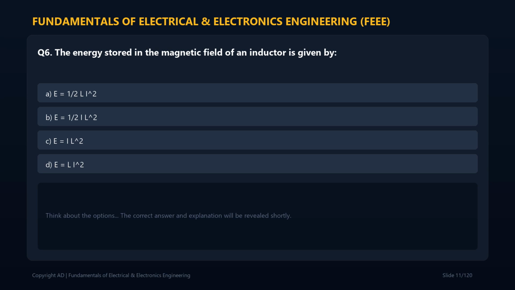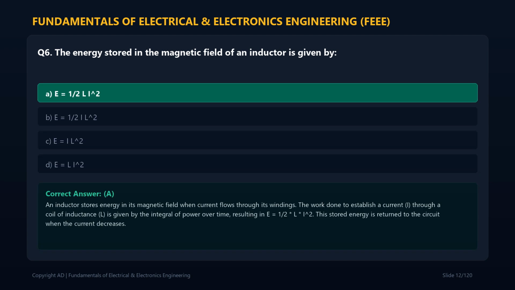Question 6. The energy stored in the magnetic field of an inductor is given by Option A. E equals half L I squared. Option B. E equals half I L squared. Option C. E equals I L squared. Option D. E equals L I squared. The correct answer is A. E equals half L I squared. An inductor stores energy in its magnetic field when current flows. The stored energy is directly proportional to the inductance and the square of the current.